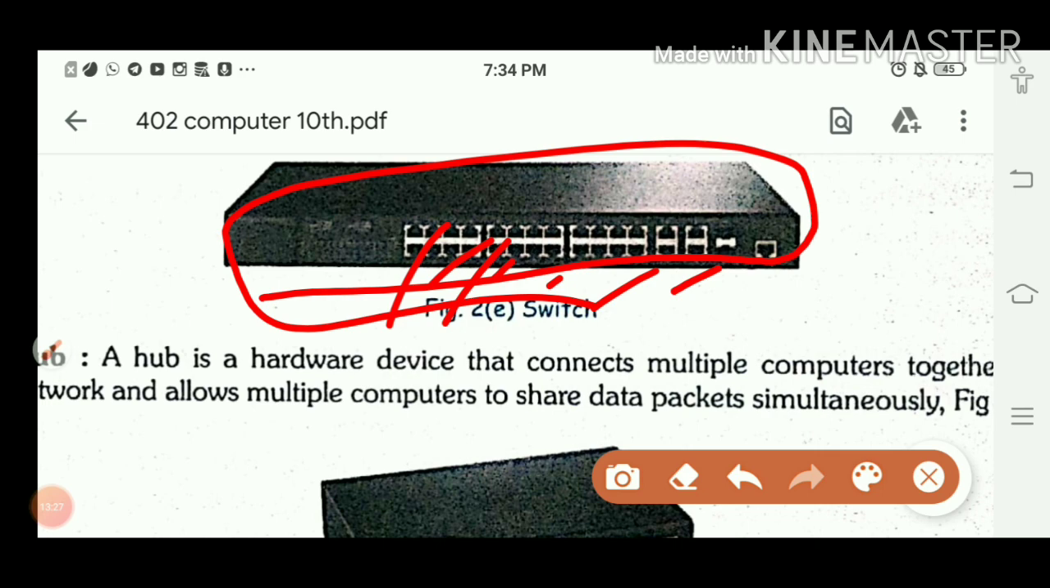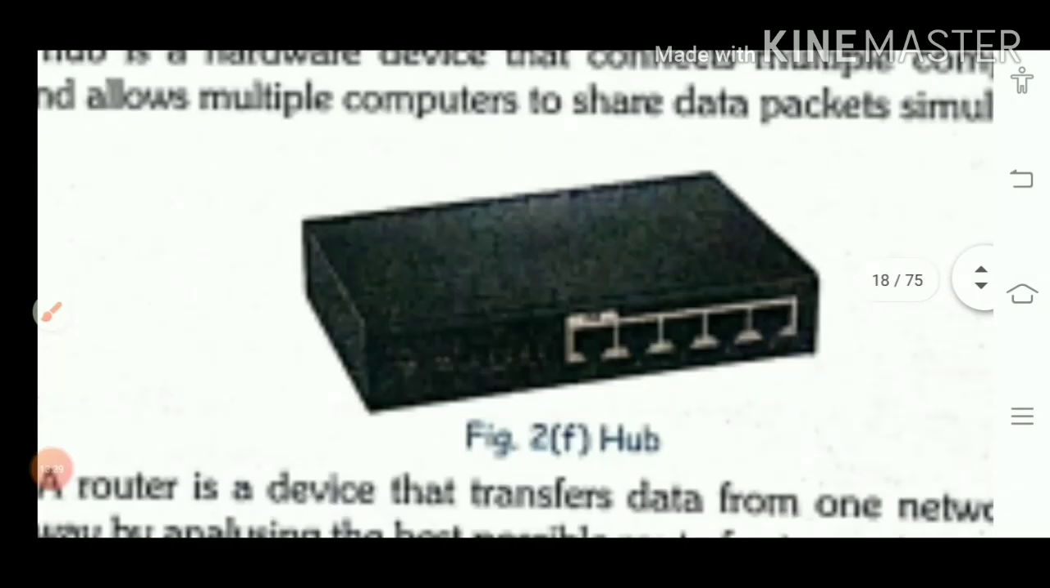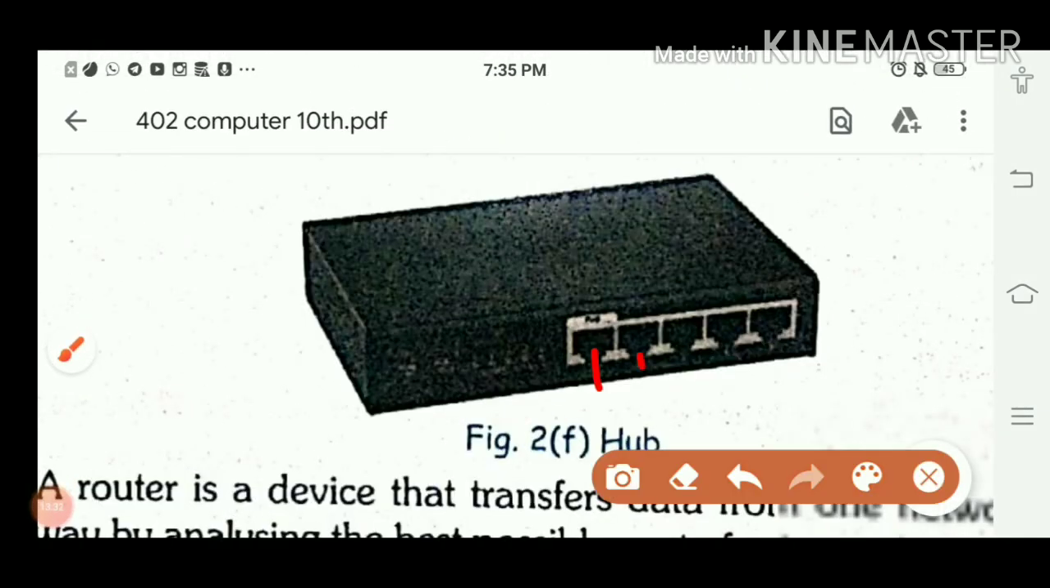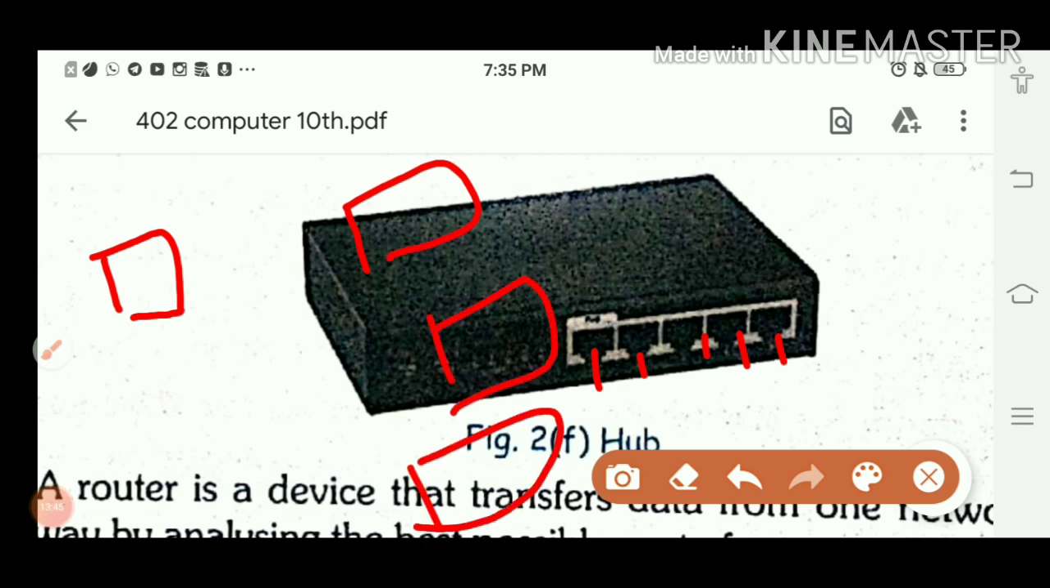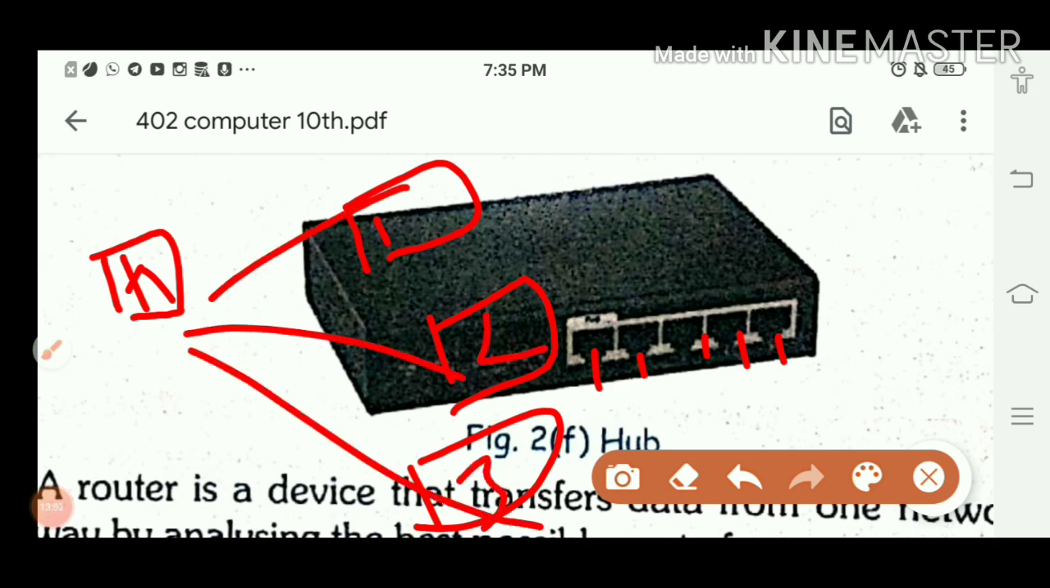A hub is also similar to this switch. Here, in these ports, we place the cables. What is the difference between a hub and a switch? A hub is also known as a dumb switch because the hub does not remember who requested the data. The hub will send the data to all three nodes. Suppose node 1 is requesting, but in the end it will give data to all three, so this data is useless for 2 and 3. That's why the hub is a dumb switch.